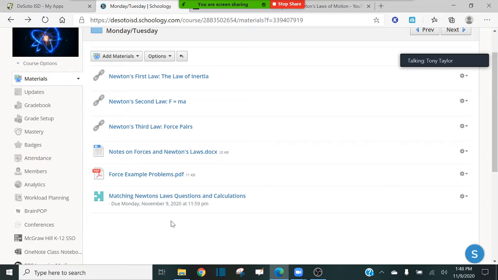Remember that lab we did last week, that virtual lab? In case you don't know, that lab really involved the details of Newton's second law, which we're going to elaborate more on today.